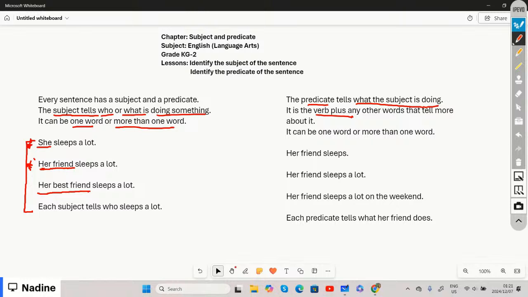So now we are going to identify. We're going to look at the sentences, and then we are going to identify what our predicate is within the sentence. And remember, we said it can be one word or it can be more than one word. Her friend sleeps. What is the predicate within that sentence?